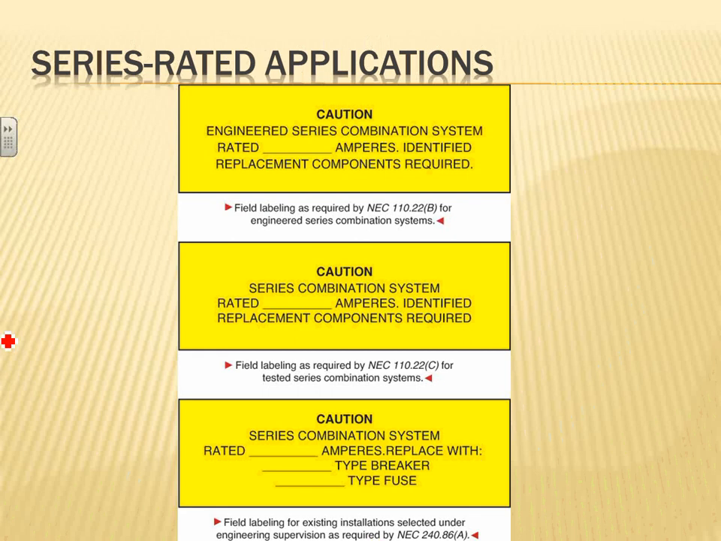There's also series combination system rated, the amps, identified replacement is required. This is if it's tested in the factory as series and labeled as series rated. Label for existing, and this is for existing also under engineering supervision. Any one of you as an engineer can walk in and label the system rated this amount, replacement with this type of circuit breaker, and this type of fuse if needed.